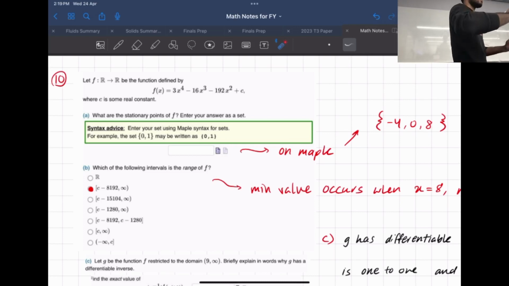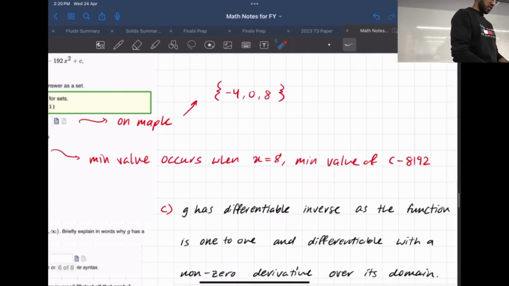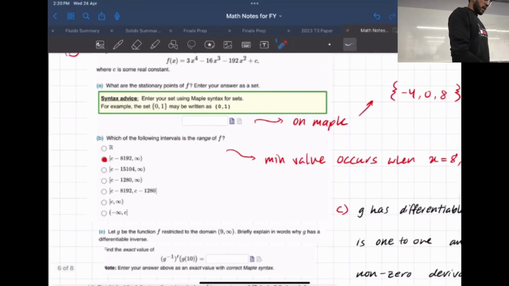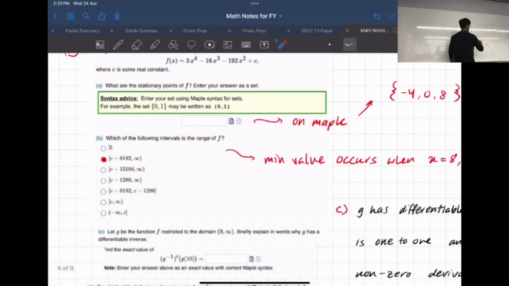You can't do that without testing your math though, right? You have to test both points though. Test as in, you have to plug -4 and 8 into the equation. Yeah, that's what I've done here. So I'm just plugging them both in. I did it on Maple. So a minimum value occurs over here with a minimum value of negative C minus 8,192. And it goes all the way to infinity. So from this point, all the way to infinity.